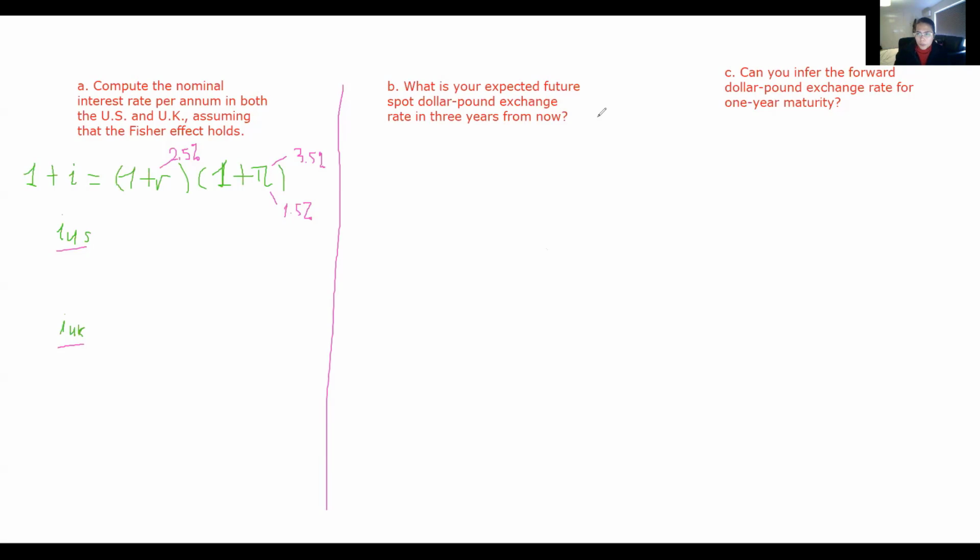Okay, have we got an answer for me? What is iUS? So with the iUS, I'm going to write 1.025, which is this term here, times 1.035, and I'm going to minus 1. So I bring number 1 from here to here. Someone tell me what is the answer here. I don't know if this is right, but I got 6.09%.